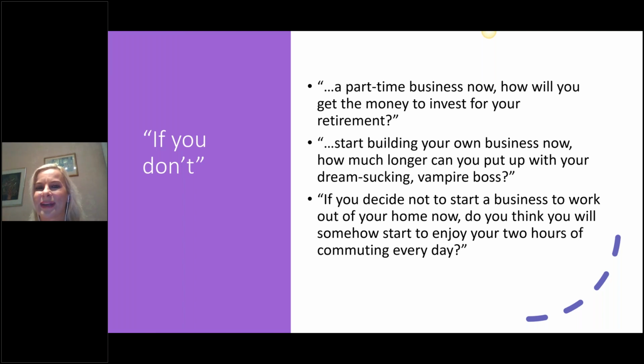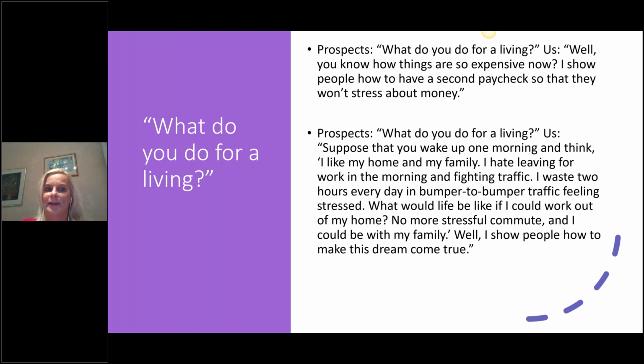Okay, this is a little bit exaggerated, but we have to do a little exaggeration to put a smile on the other side's face as well. If you decide not to start a business to work out from your home now, do you think you will somehow start to enjoy your 2 hours of commuting every day? So there are different ways to do that.